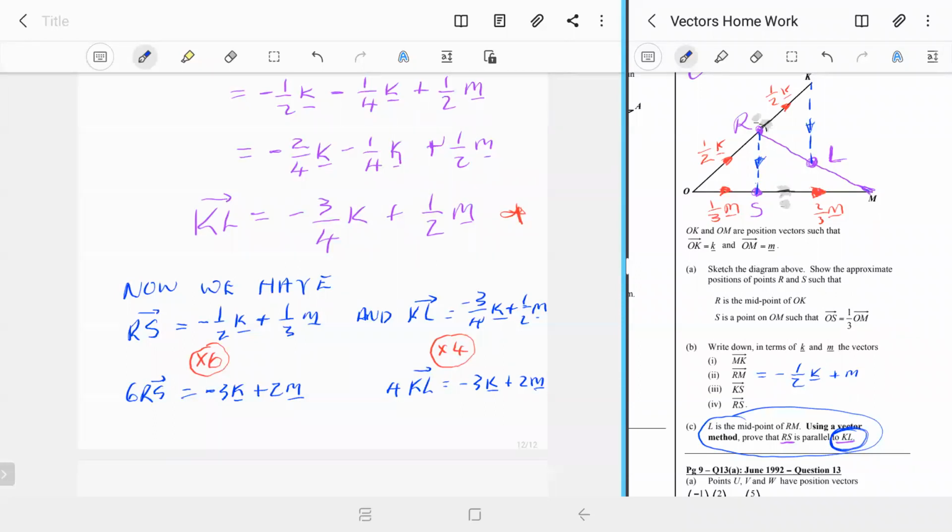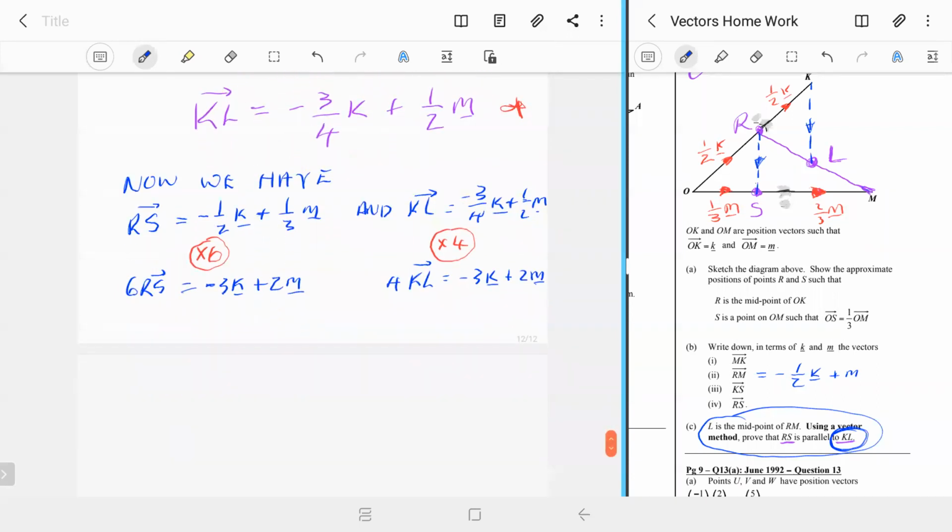How will you notice now when you do that? What do you notice? Sir, they're equal. Beautiful, they're equal. So because the two of them equal the same thing, it means that something here equals something there. You see that? So know that they're equal.